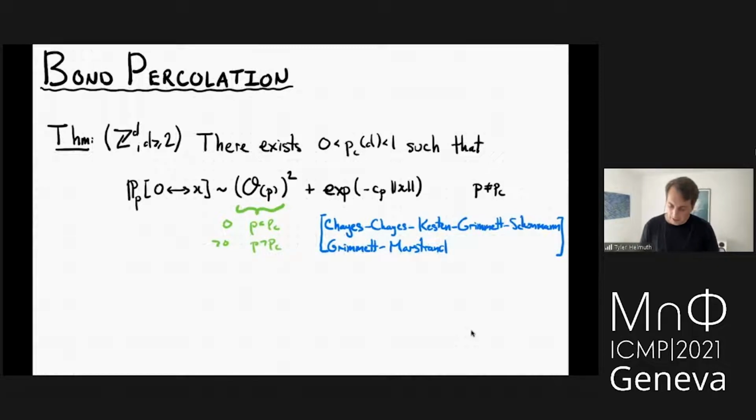So the probability you're connected, at least away from criticality, is either purely decaying exponentially, or there's a positive probability due to the gel plus some exponentially decaying probability. This is not a particularly easy thing to prove, particularly the decay in the supercritical regime, and it relies on things like the Grimmett-Marstrand theorem. So this is an infinite volume theorem about percolation.